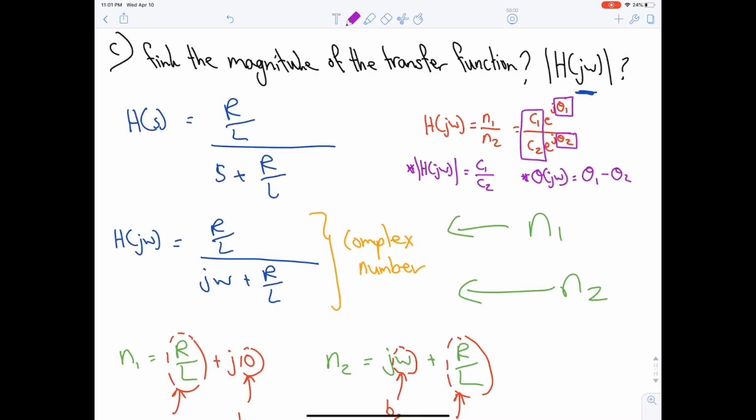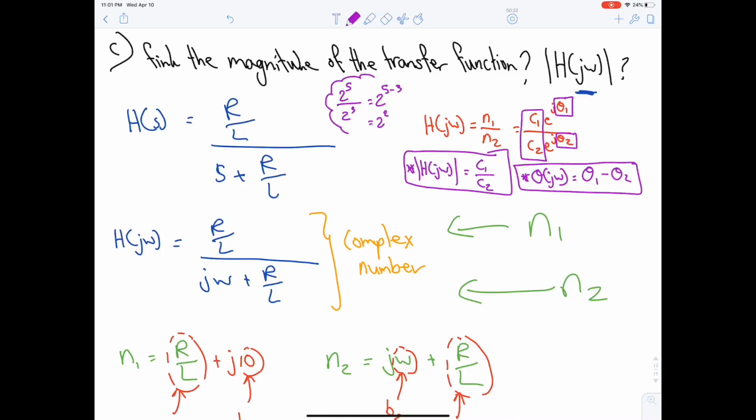Okay, let me show you a simpler example where you will understand it better. If I give you two numbers, 2 to the power of 5 and 2 to the power of 3, what's the answer? It will be 2 to the power of 5 minus 3, right? Which is 2 to the power of 2, because those are powers. Okay? This is a side note.